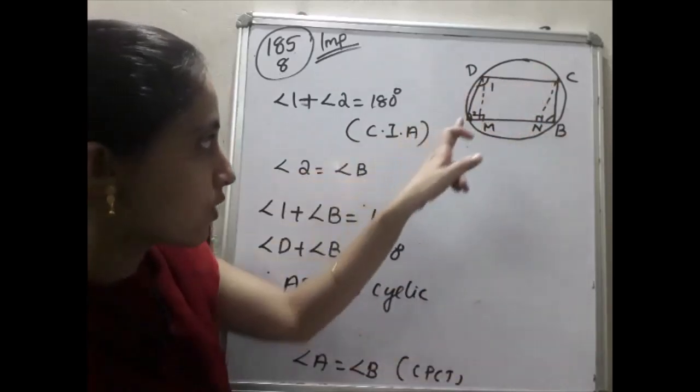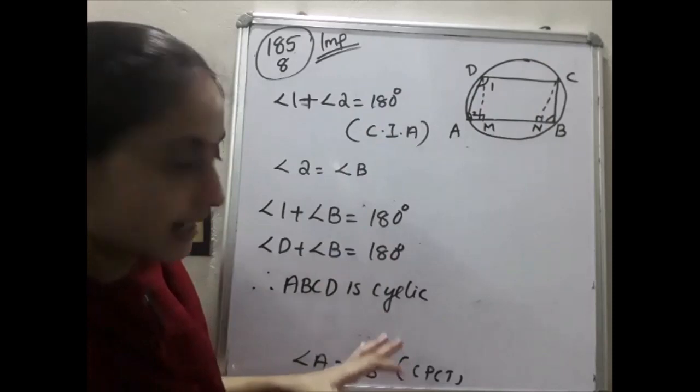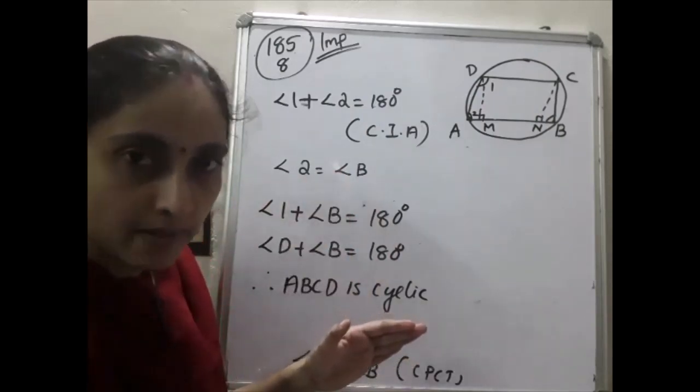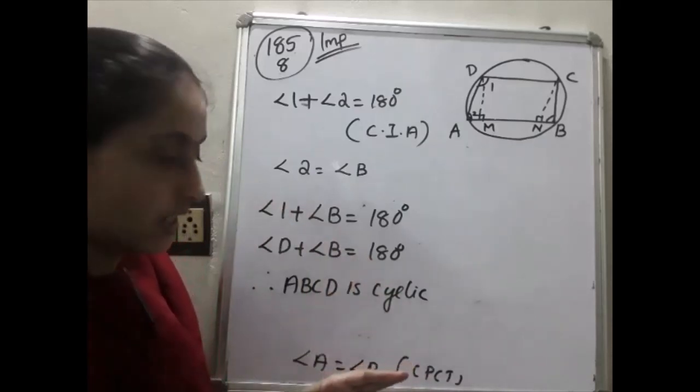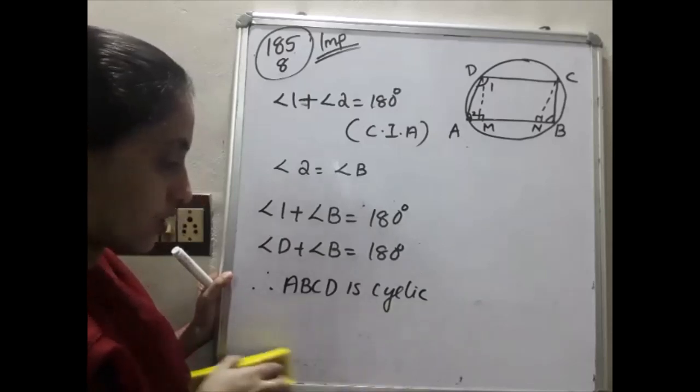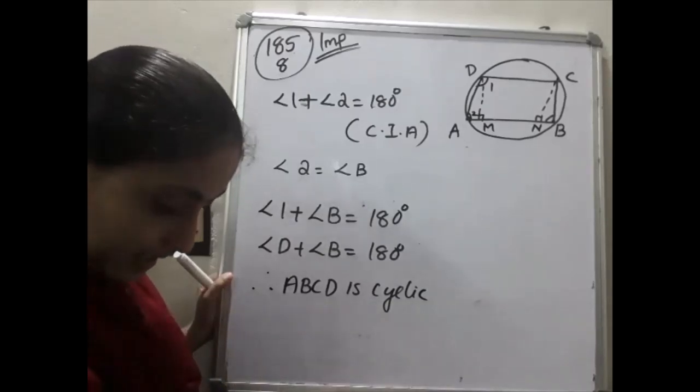And angle 1 is what? D. So D plus B is equal to 180 degrees. That is, the sum of opposite angles of a quadrilateral are supplementary. Then it is what? Cyclic. So we got it as cyclic. So ABCD is cyclic.